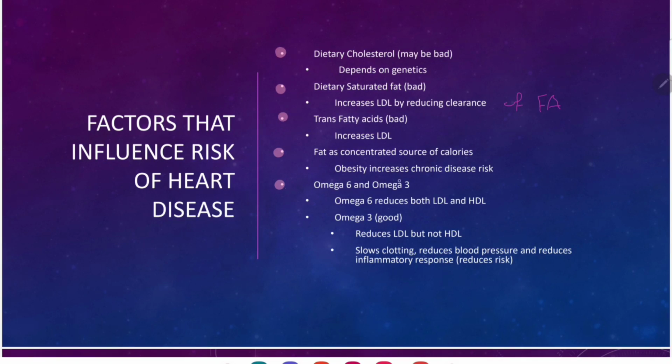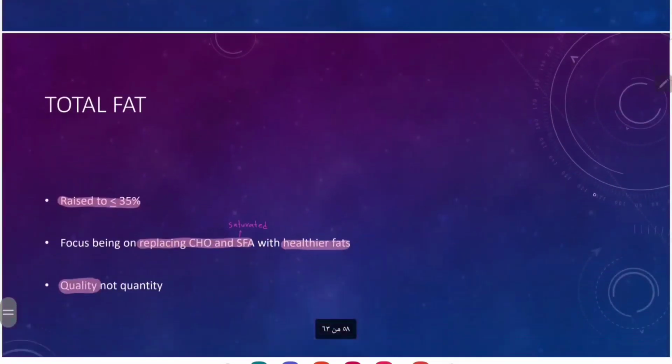And lastly we have omega-6 and omega-3. Omega-6 reduces both low density lipoprotein and high density lipoprotein. And omega-3, which is good, reduces the low density lipoprotein but not high density lipoprotein. High density lipoprotein is beneficial for the body, it's good. Omega 3 also slows clotting, reduces blood pressure and reduces inflammatory response, so it reduces the risk. So omega 3 is good for our health.